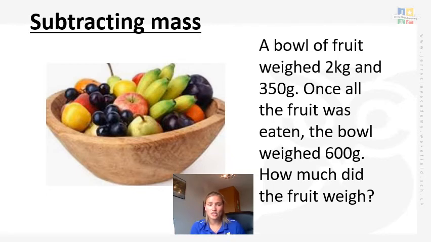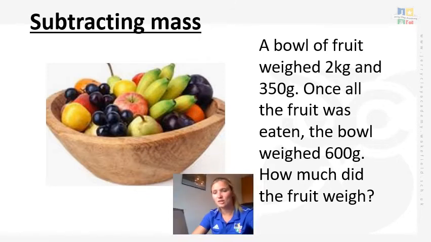Now you might get some questions where there are problems. So for example, a bowl of fruit weighed 2 kilograms and 350 grams. So all the fruit is in the bowl and it weighs that much. Now, once the fruit was eaten, the bowl weighed 600 grams. So we want to know how much did the fruit weigh. So I know before the fruit and the bowl weighed 2 kilograms, 350 grams.